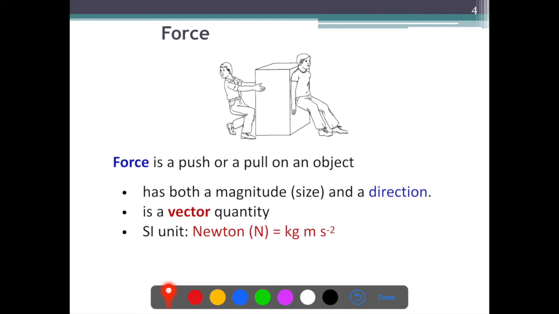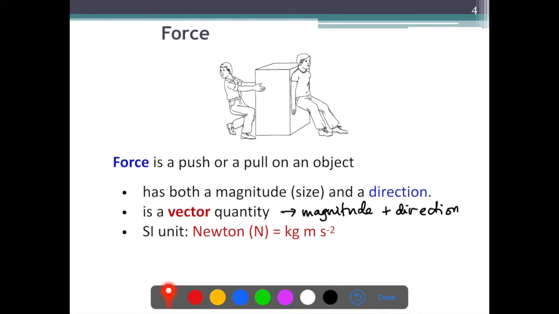If you think about it, the direction for which we push or pull on an object will determine where the object will move. Therefore, because direction is important, force is a vector quantity. Remember that for a vector quantity, you need to specify both the magnitude or the size and the direction for which you are exerting the force.